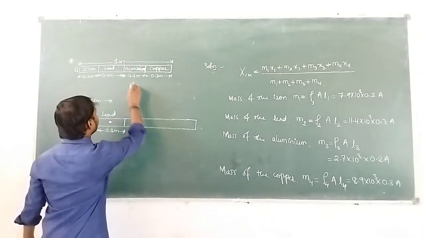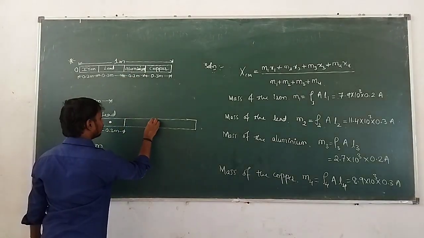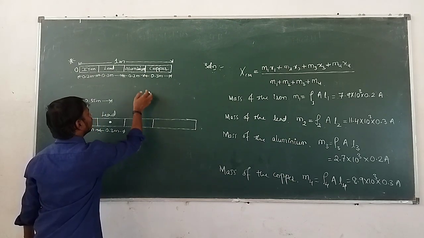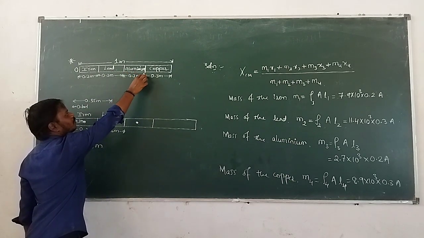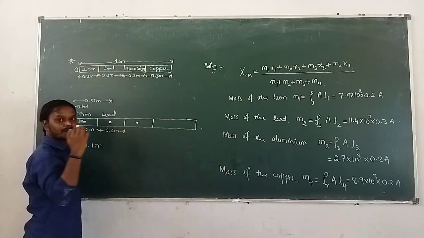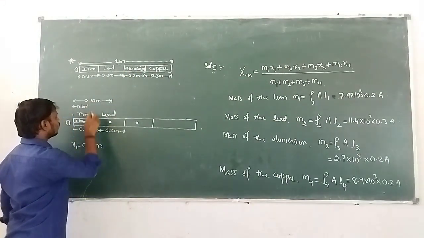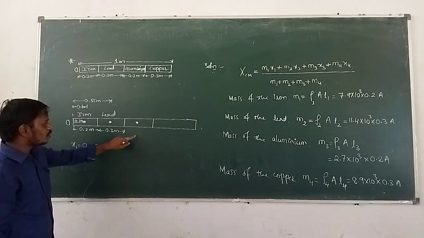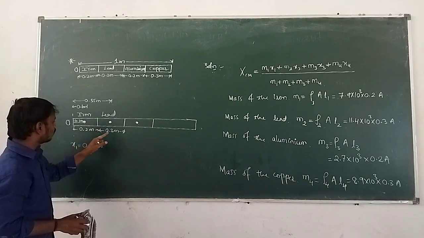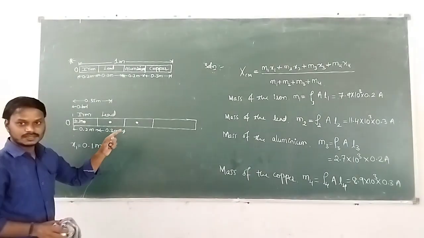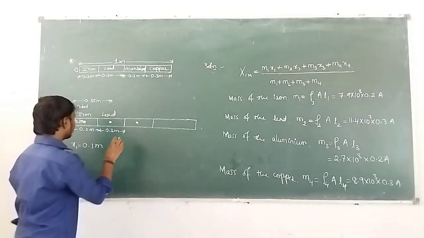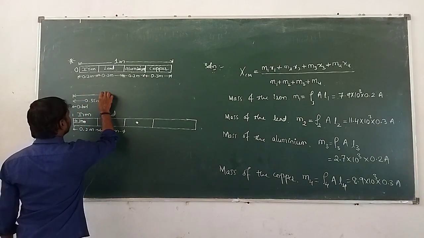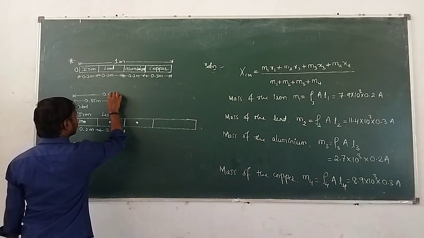Then next. After that, aluminum. Again, its total mass is located exactly at midpoint. So 0.2. Midpoint of 0.2 is 0.1. Then this is 0.2, this is 0.3, and this is 0.1. 0.2 plus 0.3 plus 0.1, that is how much? 0.6. That is 0.6 meter.